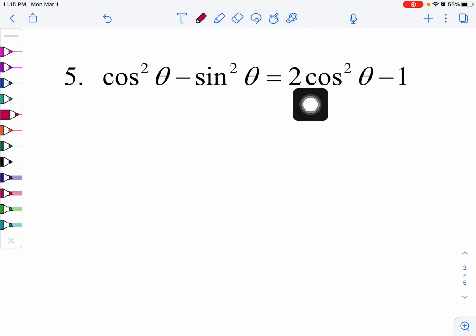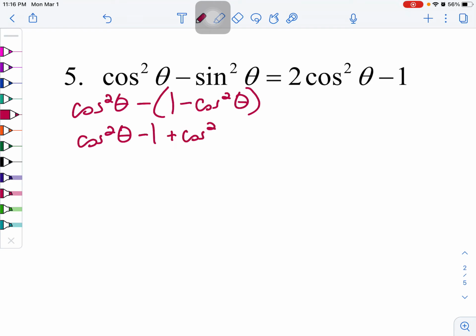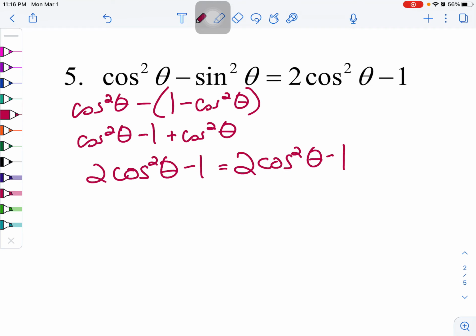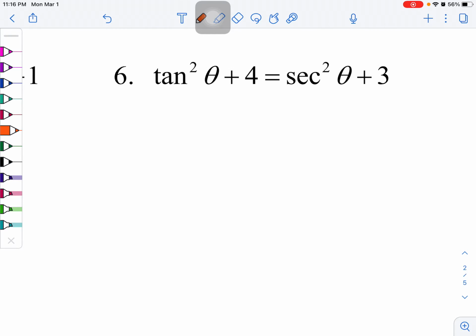Let's see. Number 5 is actually very similar to number 4. In this case, though, instead of changing cosine into sine, because I want to end up with cosines, I'm going to convert my sine into some cosines. So cosine squared theta minus, now I want to be careful because this negative is going to apply to this whole sine squared term. So 1 minus cosine squared theta. So distribute where appropriate. Combine like terms where appropriate. So I have 2 of the cosine squared theta is minus 1, and that's exactly what I was trying to end up with on the right side.